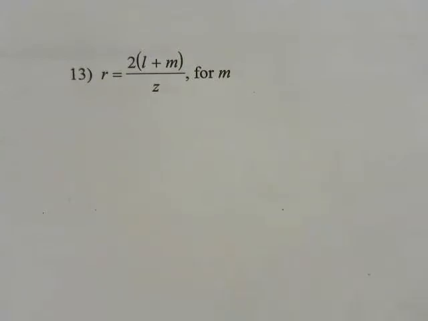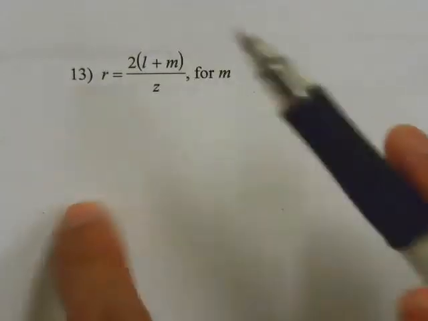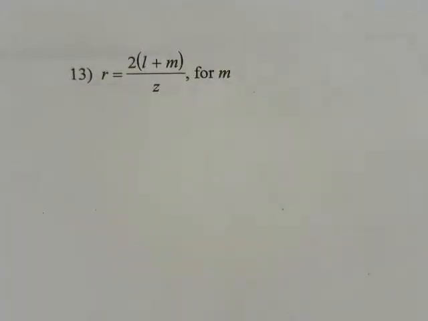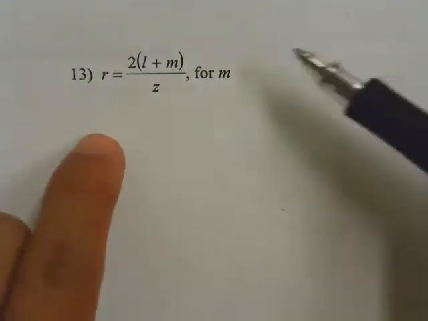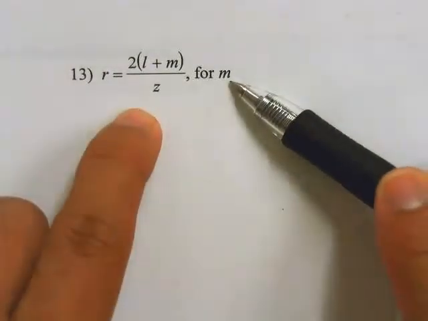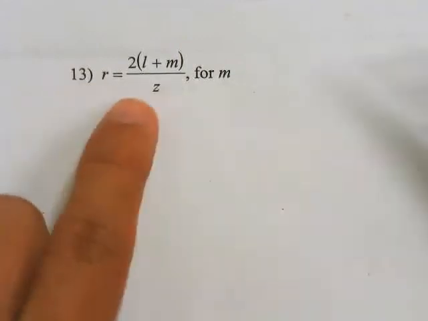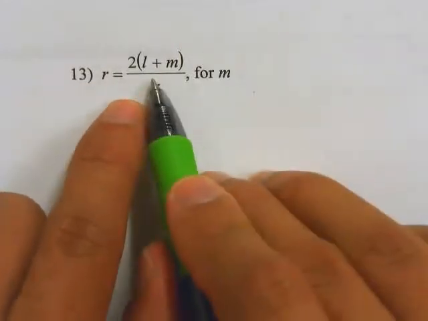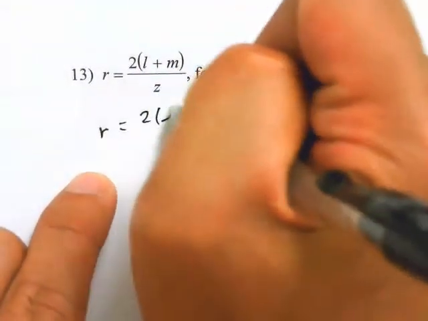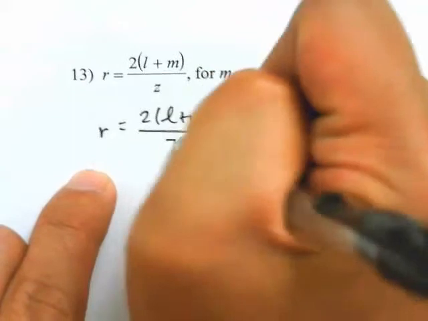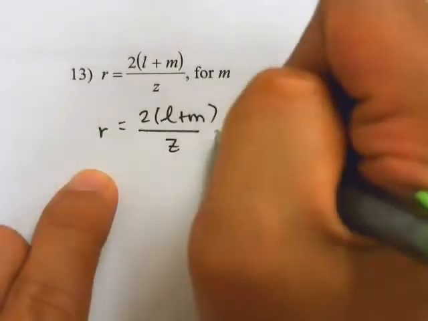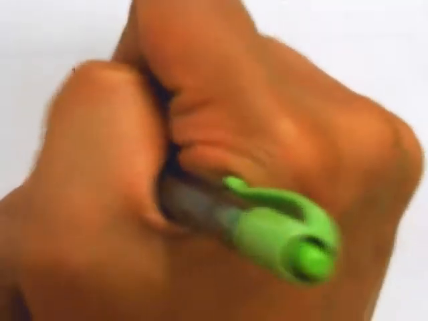Okay, let's move on to 13. R is equal to the numerator 2 times L plus M, all over Z, and we want to isolate M. Here's what I'm probably going to do. I'm going to multiply both sides by Z, because right now this is a divide by Z. Let me just rewrite this equation. So times Z, times Z.